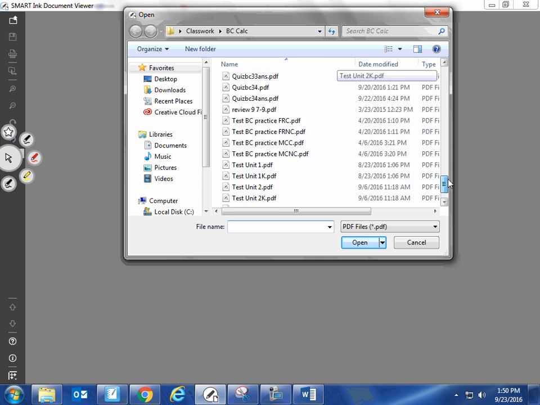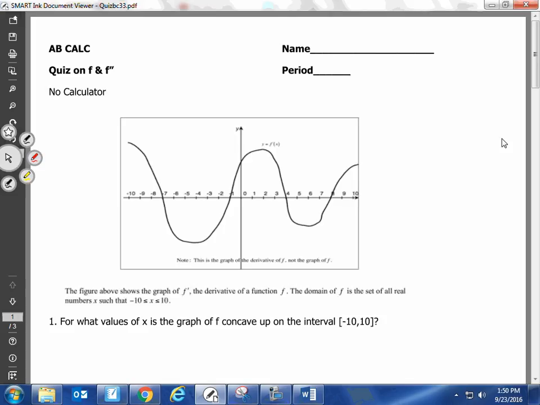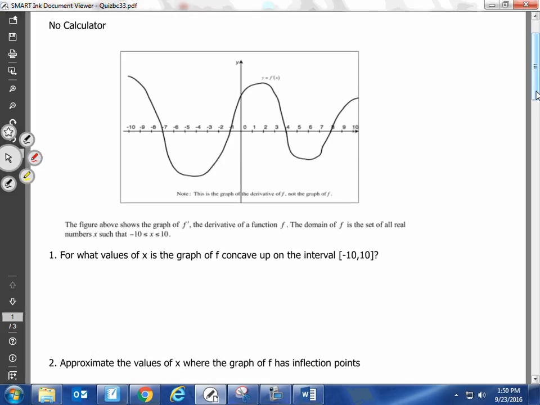So let's find this quiz. Okay, I start off with a graph of f prime. This is the same graph you saw in the previous quiz. However, I'm only talking about the concavity now, when f is concave up. Okay, so this is f prime, not f. When you're given f prime, when is the graph of f, which you can't see, concave up?